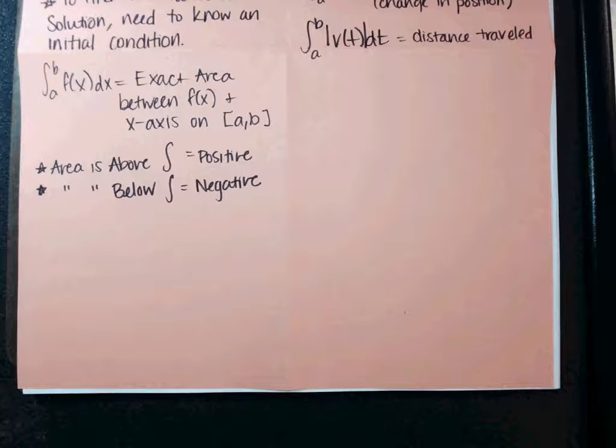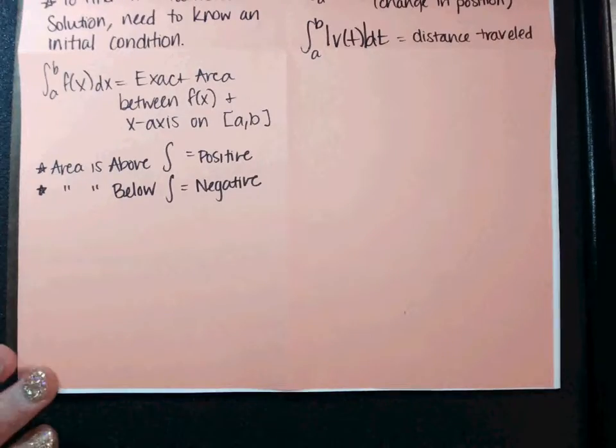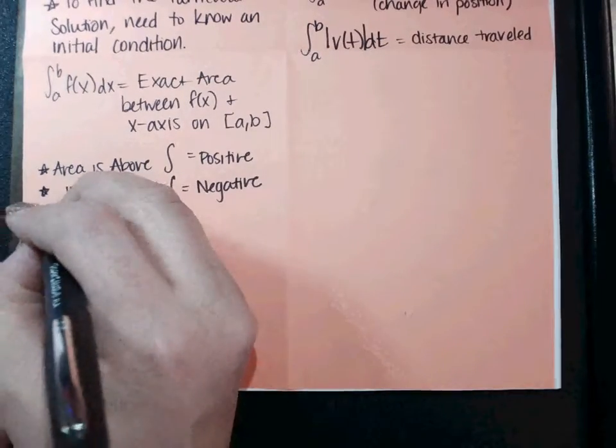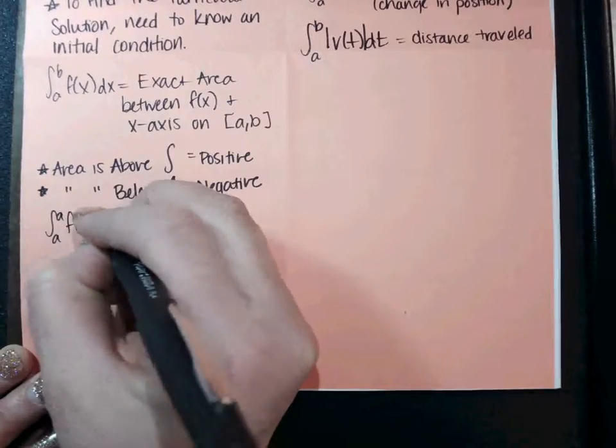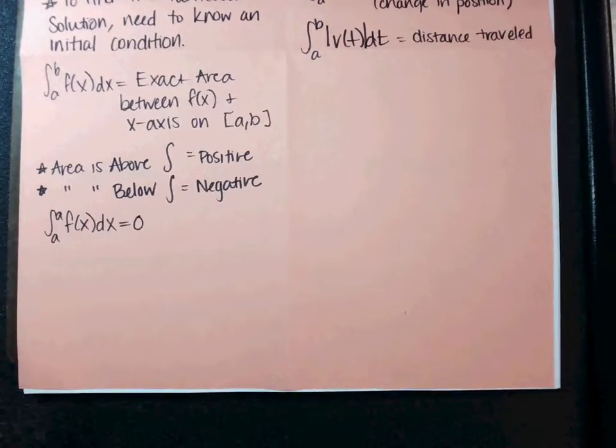Okay, then we're going to throw a couple of those formulas that we talked about the day that we covered this on here. The first one is if you integrate from A to A, what is it? 0. Because remember, if you start shading at A and stop shading at A, then you didn't shade anything, right?